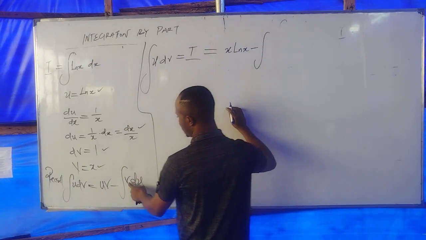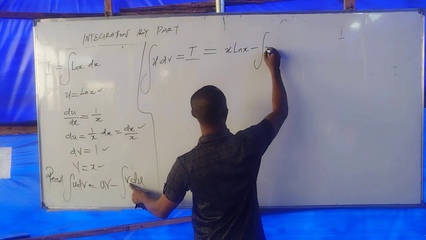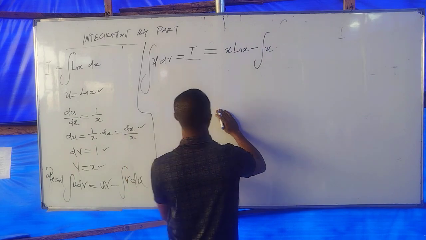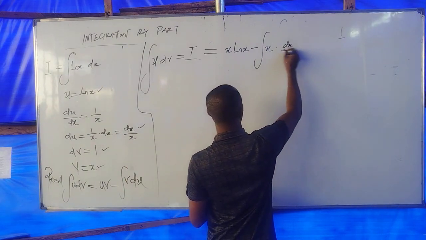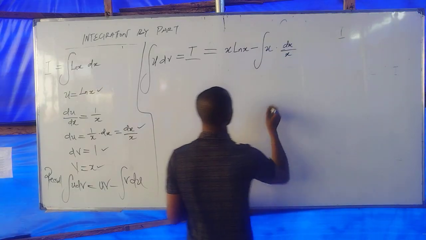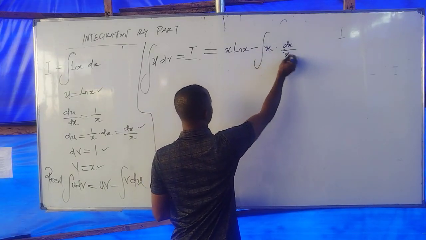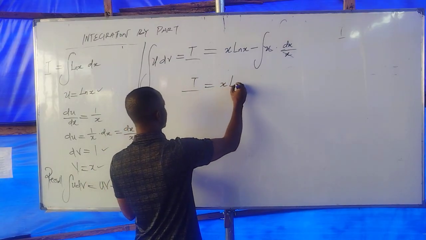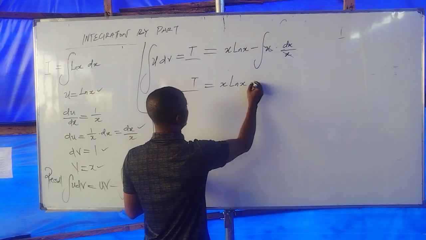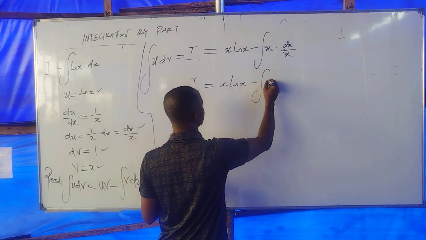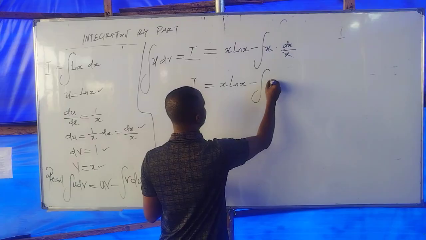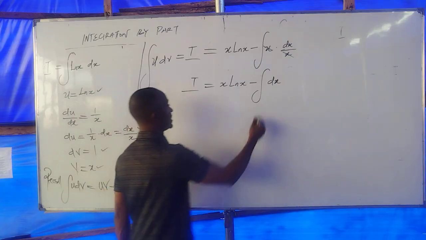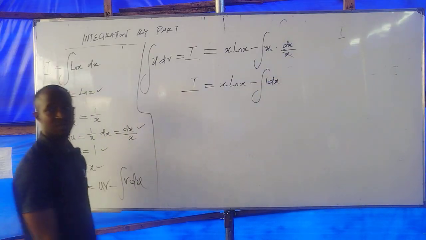Minus the integral of what? V is x again, times what's that du? The dx over x. Yeah, x can go with x, right? So we are left with I equals x ln x minus the integral of dx. Integral of 1 dx, right?